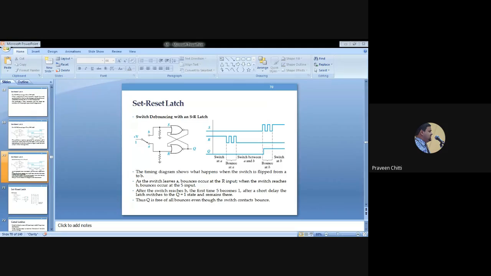Now, how is it overcome, Aditi? So when we insert the NOR... Because this is a very important concept used in digital circuits, the sequential circuit, key debouncing. Okay, one more, Aditi.